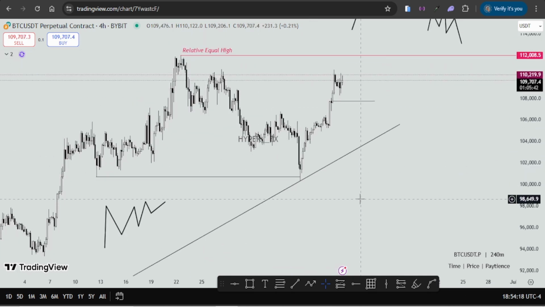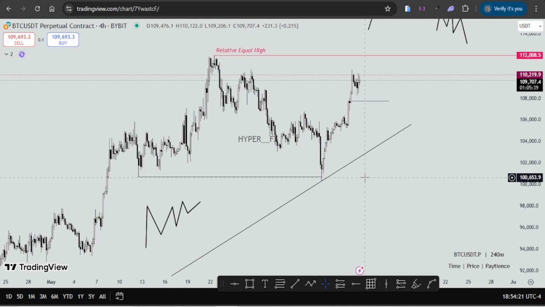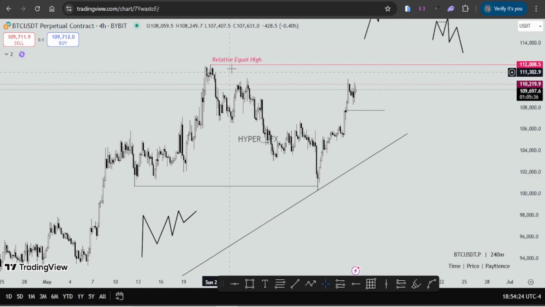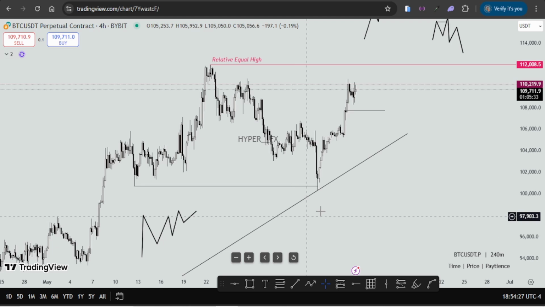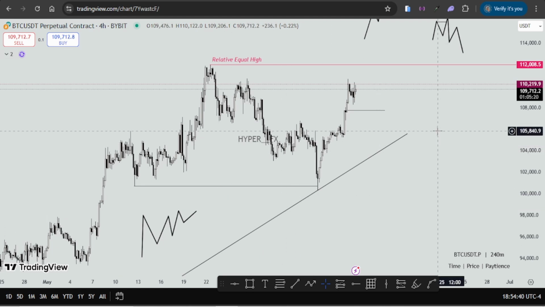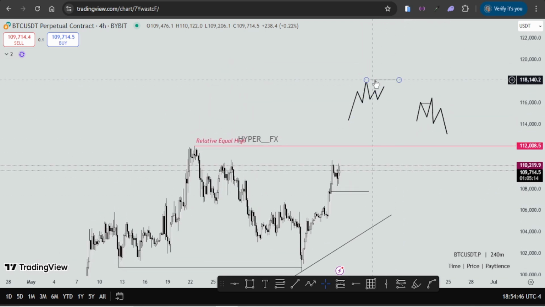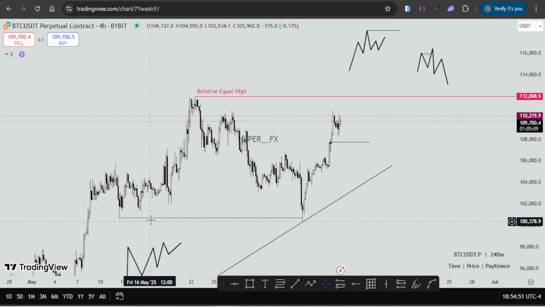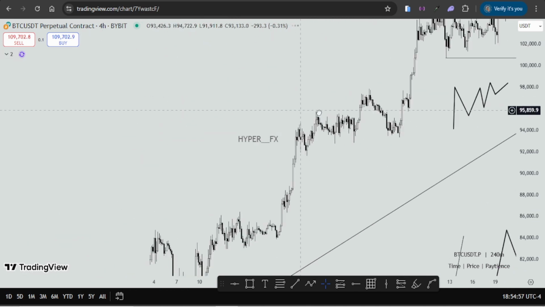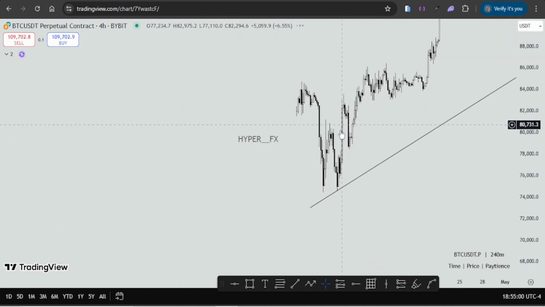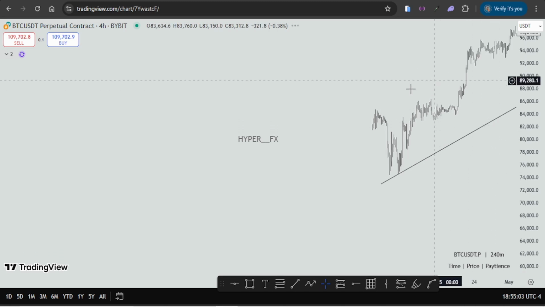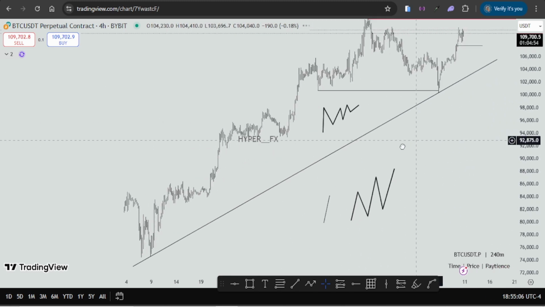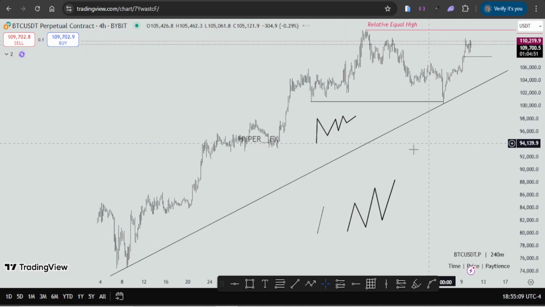So what I just try to let you know is that relative equal high is the magnet of the market. I have shown you how to see a relative equal high just like this one and this price action prior to this leg. But before I end the video, let me quickly find a point in price where you can see a relative equal high.